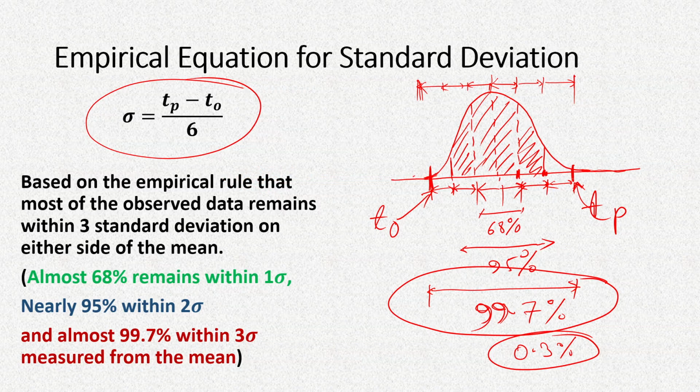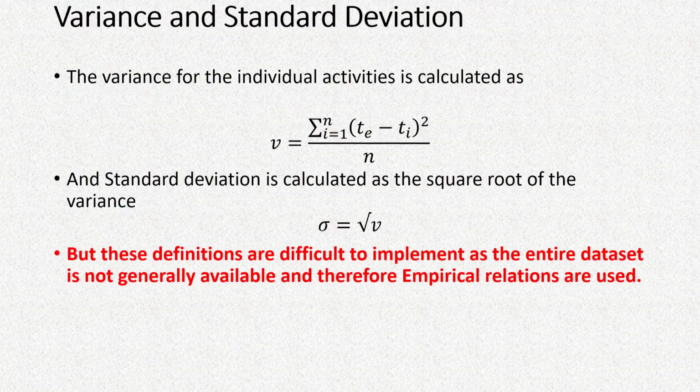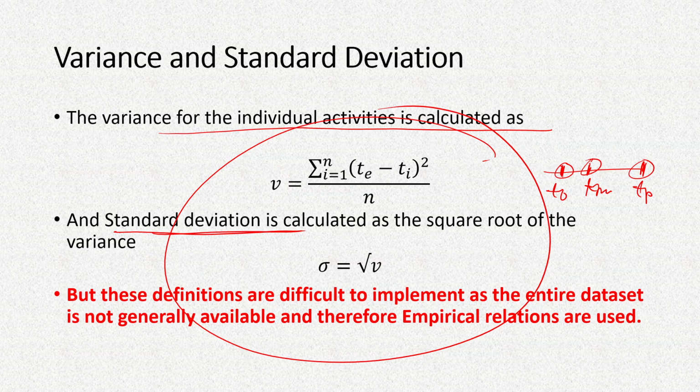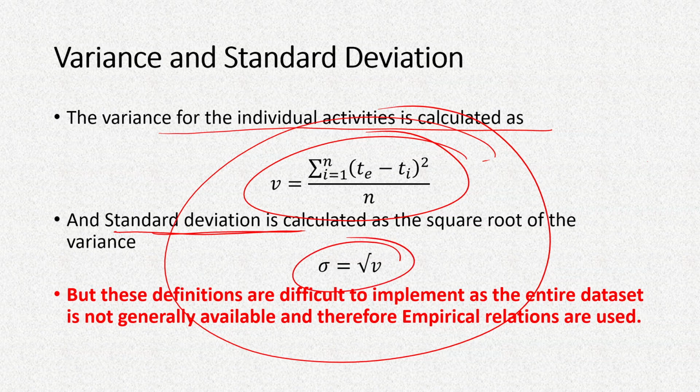And most of the observed data in the practical field will be within 3 standard deviations, and therefore within 6 standard deviations in total, and therefore the standard deviation itself is calculated as this total difference between the extremes divided by 6, and the extremes are pessimistic time and optimistic time. So TP minus TO divided by 6 will give us the standard deviation, and therefore we don't have to go for all these calculations, which is not possible in our case, where these actual values are quite difficult to find.